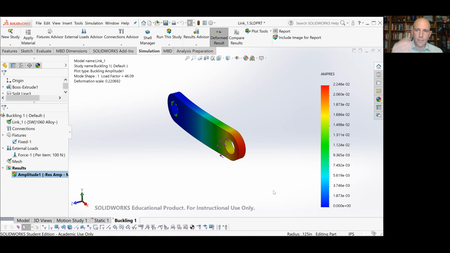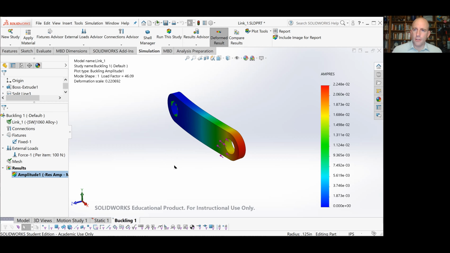And this would be the shape it would pass through on its way to unstable deformation and fracture. So it would only instantaneously have this shape, but this isn't the deformed shape. This isn't the displacement. This is showing us qualitatively the way it deforms during that unstable deflection of buckling. So if we want a factor of safety, it's 46.